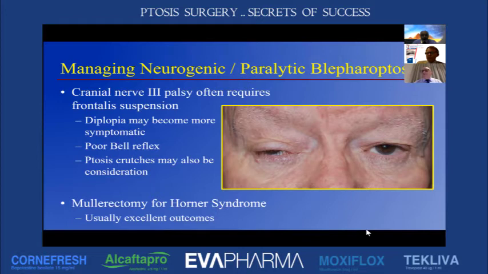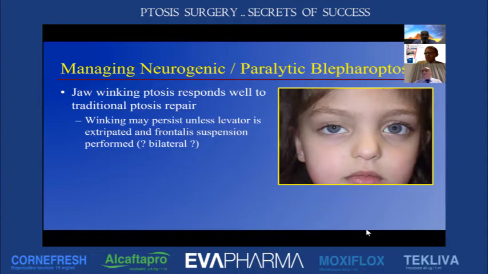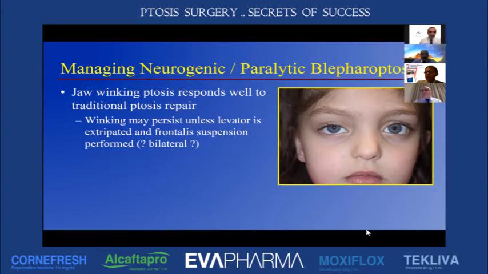Patients who have a Horner syndrome, I love performing a muellerectomy on them. I think they usually have excellent outcomes. Jaw winking ptosis often responds well just to traditional ptosis repair, and I often don't do very much special for the winking portion. I do tell the parents that the winking may persist, and if that is truly bothersome to the parents and the patient, you may need to consider extirpating the levator on both sides and then performing frontalis suspension to give symmetry.